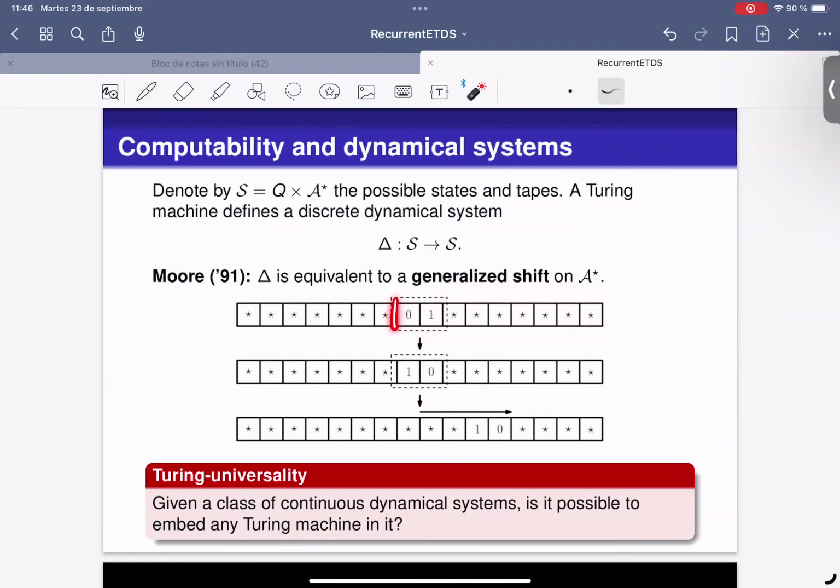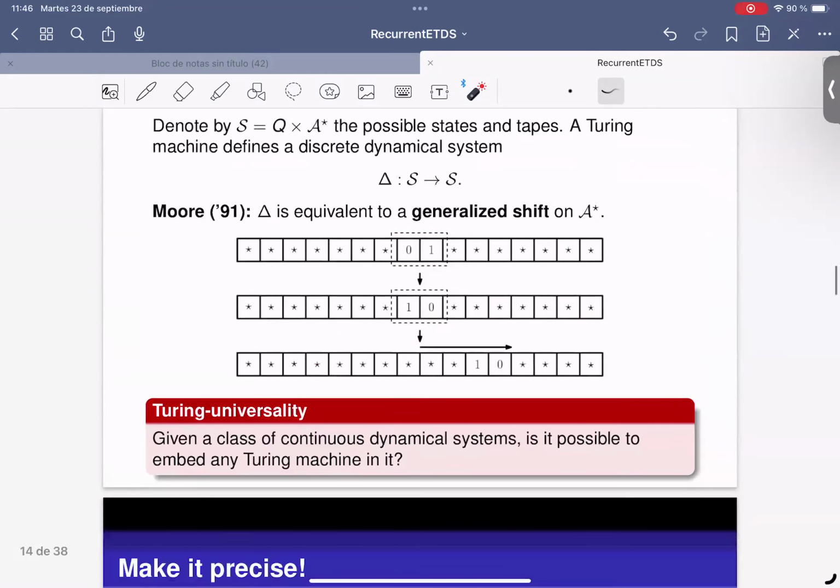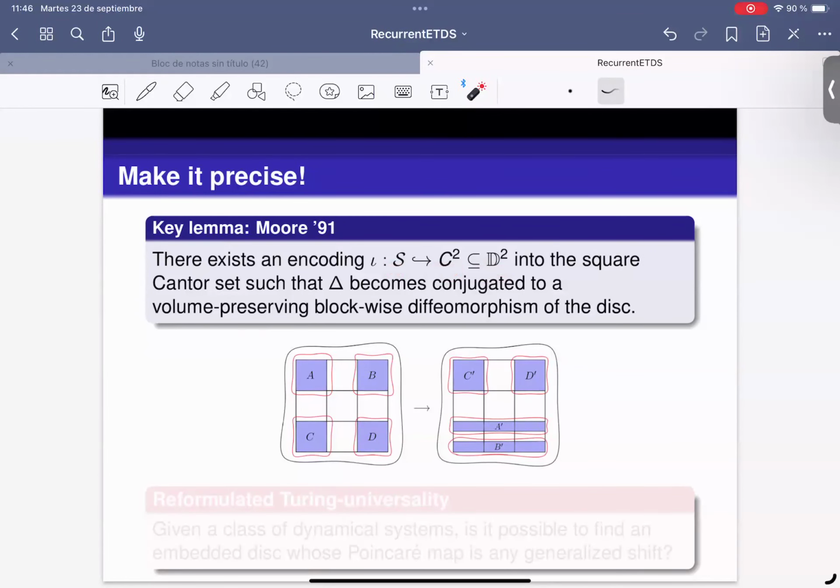One to represent the positive part. So I consider this part of the tape, read it as the binary expression of a number, and take this number in the Cantor set. And I do the same trick with the other part, the negative part. I get another number in the Cantor set, so I put this pair of numbers as a point in the square Cantor set. So I can embed this space of states into the square Cantor set, which is inside the square, the two-dimensional standard disk.